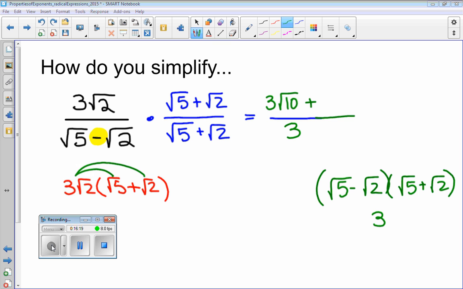3 radical 2 times radical 2. 3 radical 4, but we can simplify that. That's just 6 because the square root of 4 is 2. 2 times 3, okay. Well, before I even simplify, what do you notice?